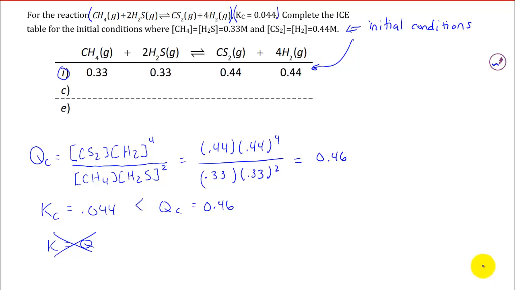If Q is too big, we have to remember that Q is roughly the products' concentration divided by the reactants. How will it get smaller? The way it can get smaller is by shifting to the left. If it shifts to the left from products to reactants, the product concentration will get smaller, the reactant concentration will get larger, and this number, Q, will get smaller.